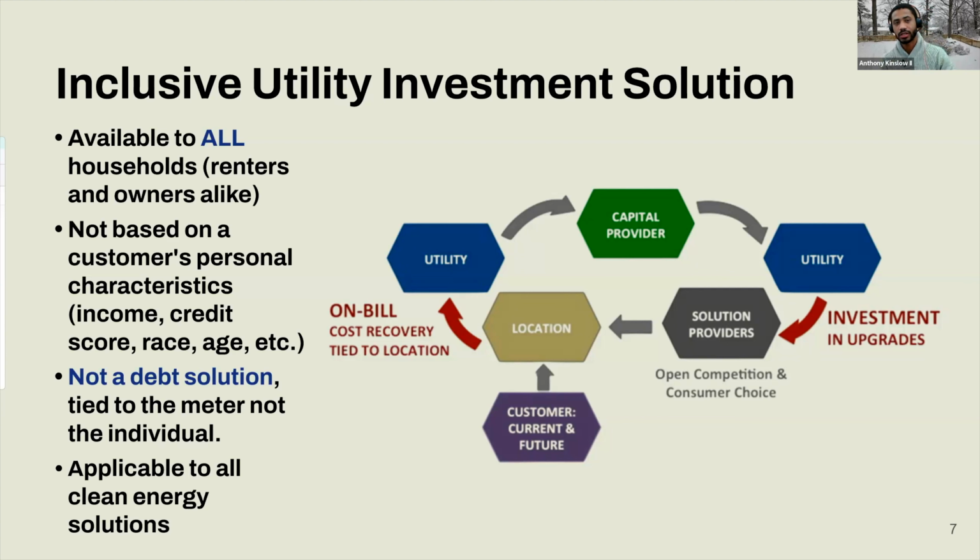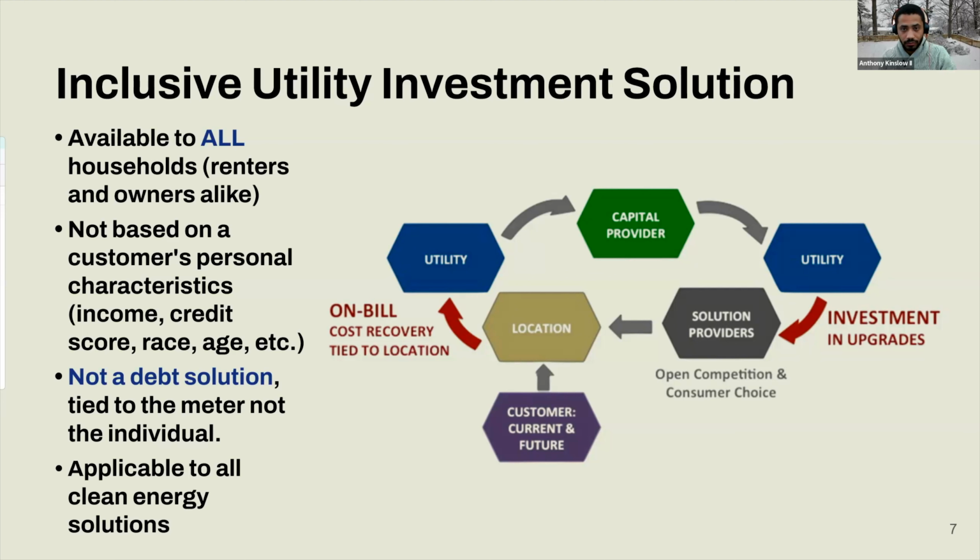And some key points of this: it's available to all households, renters and owners alike. It's not based on customers' personal characteristics like income or credit score, right? And it's not a debt solution. In other words, if someone moves from that home, that payment stays on the bill. It does not follow them. They do not have to continue paying that even though they're no longer in the house.